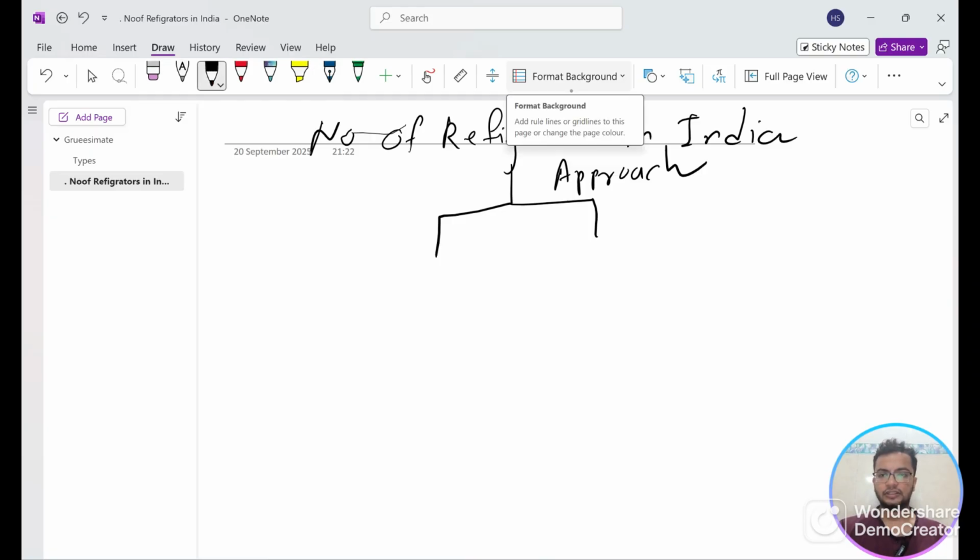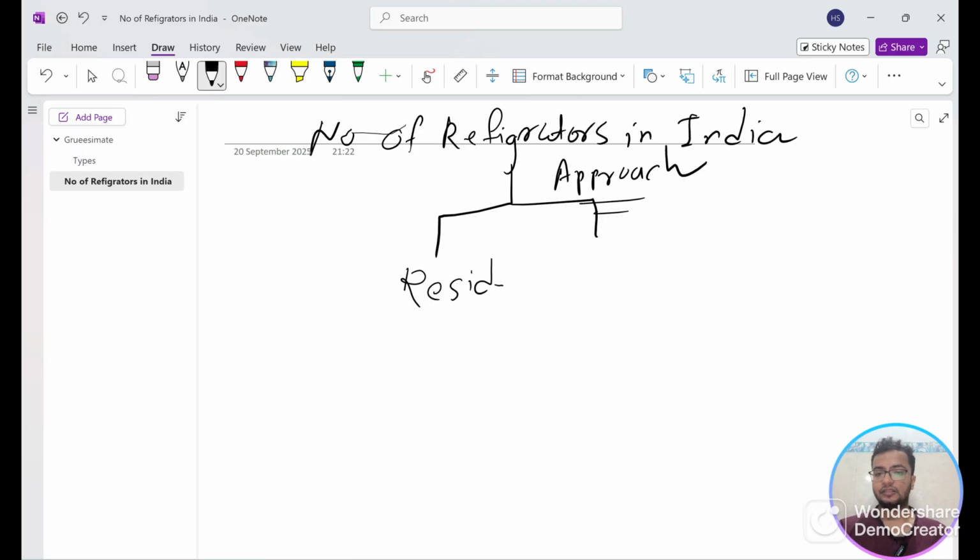Number of refrigerators in India. So how can you solve it? First, you have to think about where there can be refrigerators in India. It can be residential, in households, in their homes, and commercial, like offices and hotels, all of these too. So for this, the best thing is to ask your interviewer whether I should also consider commercial while I am solving the guesstimate or not.